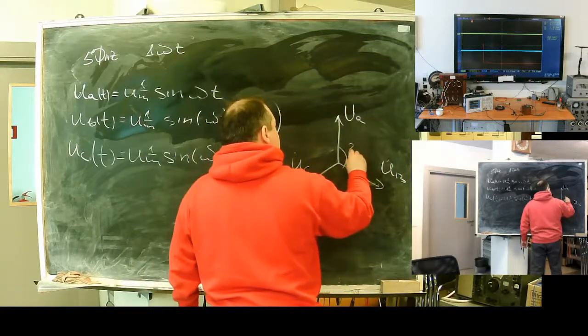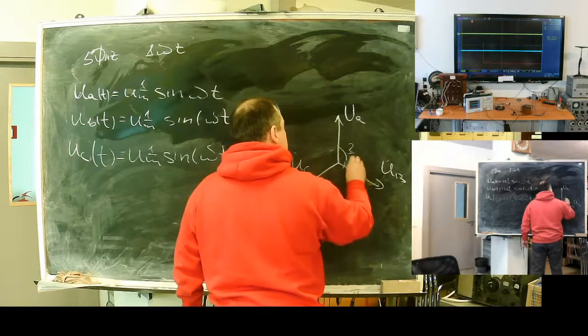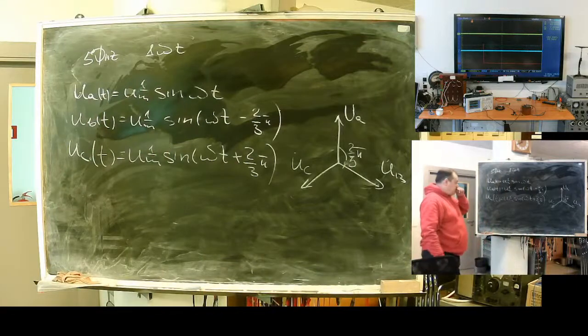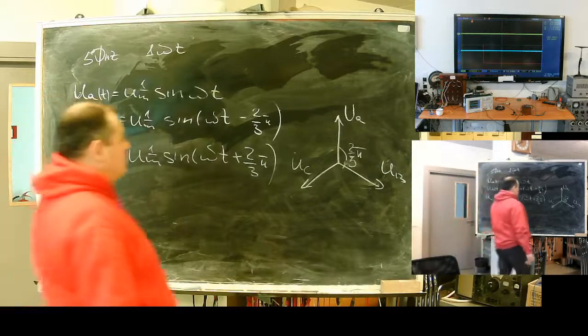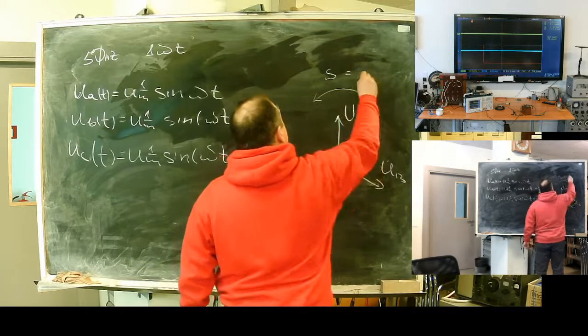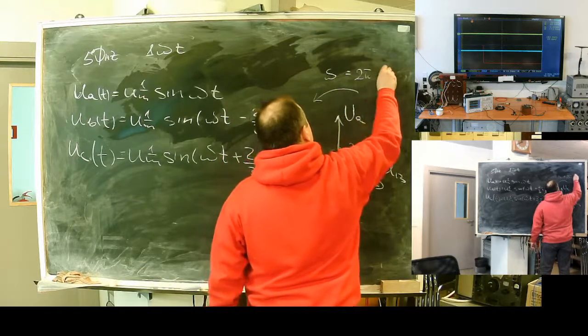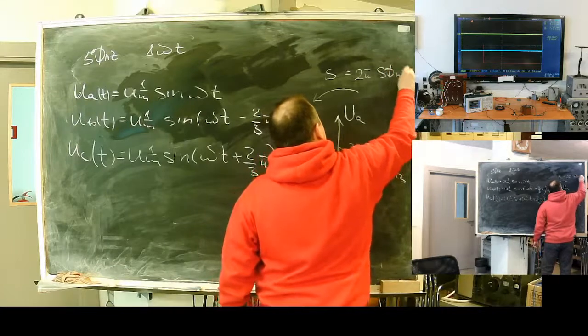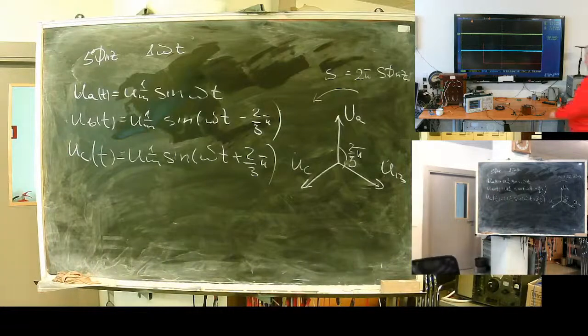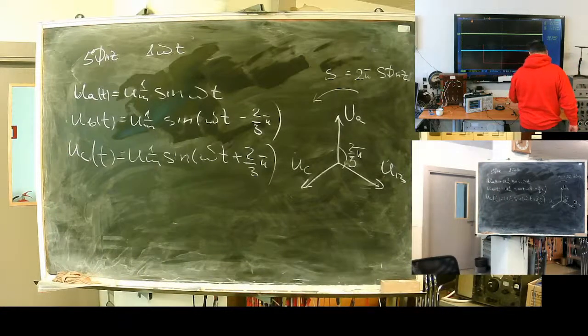Nice star, 2/3 of pi. Nice star from the book Basics of Electrotechnics. Rotate it this way with the frequency omega being 50 Hertz. Okay. It's fine.